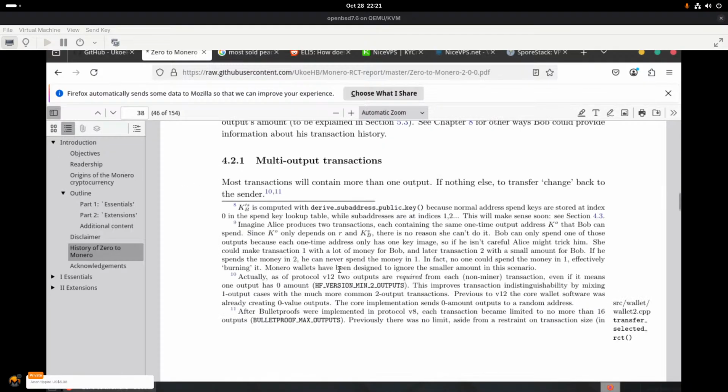Multiple output transactions. Most transactions will contain more than one output, if nothing else, to transfer change back to the sender. KB computes with a derived subaddress public key, because normal address spend keys are stored at index 0 in the spend key lookup table, while subaddresses are at the end.